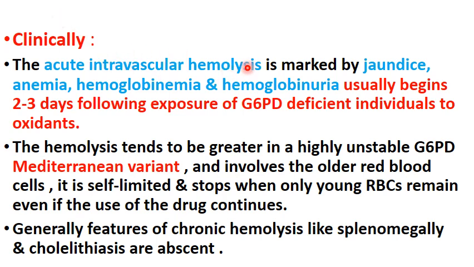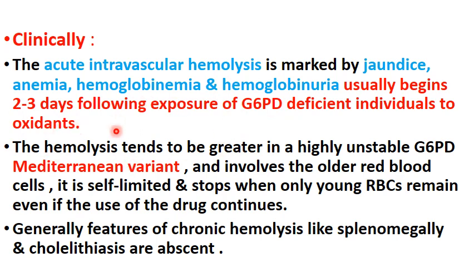If we get back to the features of intravascular hemolysis, it is characterized by jaundice, yellow discoloration of the skin and sclera, anemia, فقر الدم, because there is hemolysis, destruction of RBCs, and hemoglobinemia, because it is intravascular hemolysis. It will also lead to hemoglobinuria, because it is excreted in the urine, usually beginning 2 to 3 days following exposure to the oxidant.